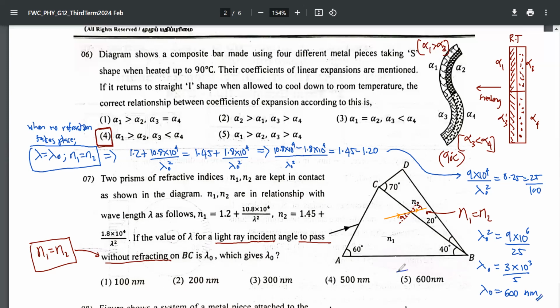Therefore, the answer should be the 5th option. Anybody who got the 5th? Nice. It's not as difficult as it seems. Very simple. No, not very simple. For thinking, you take more time, not for execution.